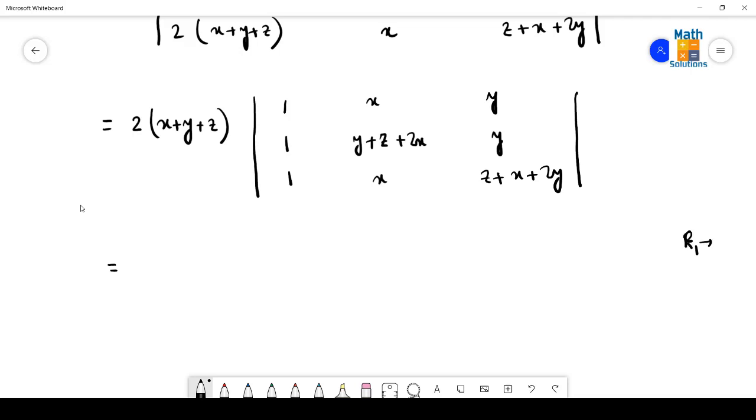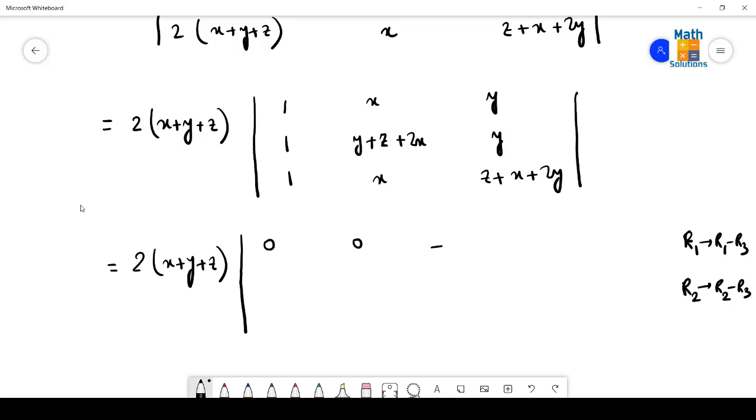R1 replaced by R1 minus R3. At the same time, R2 replaced by R2 minus R3. So let us check what do we get. Y plus z. So from first row I am subtracting the third row and replacing that in row 1. So this is 0, this is 0 again. So y minus this part will be minus x plus y plus z.